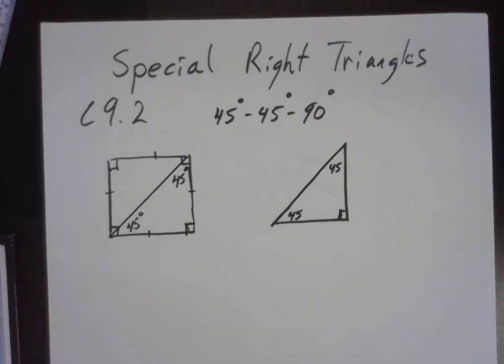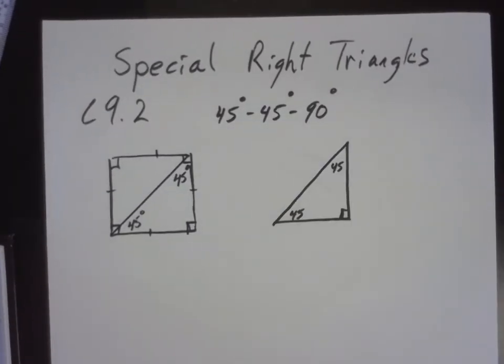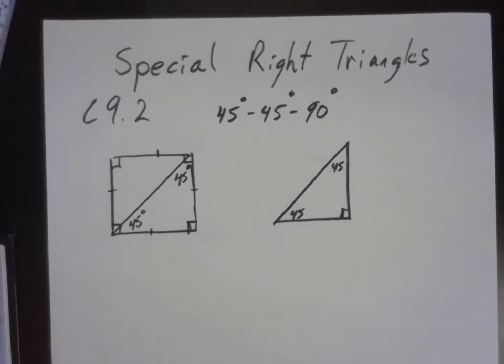Okay, so things we want to remember about it. Now you can see, we're going to see this a lot. If you're an architect or an engineer or in construction at all, you're going to see a 45, 45, 90 triangle often. And so just looking at it for a second, what can you guys tell me about the legs of any 45, 45, 90 triangle?